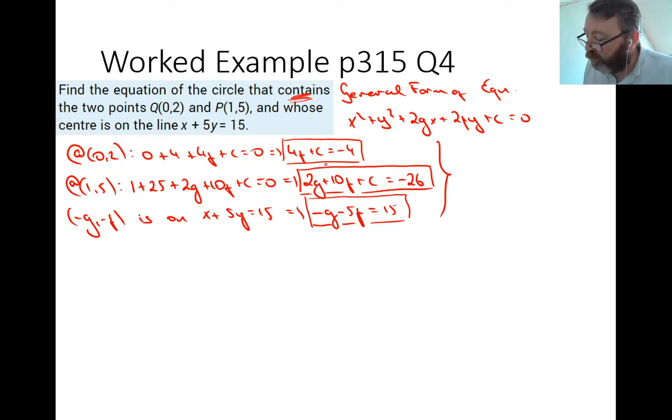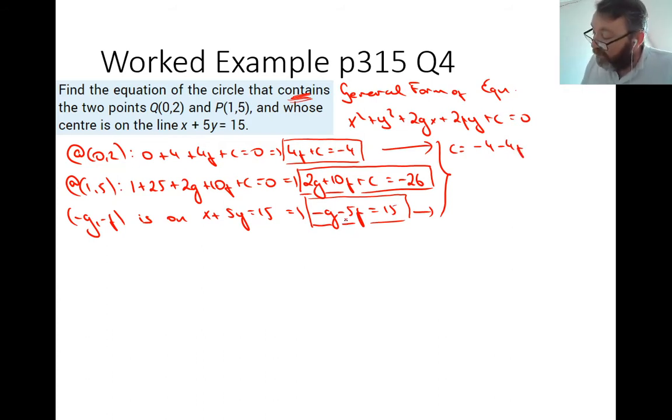f is present in the first one, f is present in the second one, f is present in the third one. So therefore what we have to do is get this equation here in terms of f and this one in terms of f, so that I can substitute that result into the middle one. Watch what I mean by that. Take this one here. We get 4f, where are we? c equals minus 4 minus 4f. Okay, so c in terms of f.